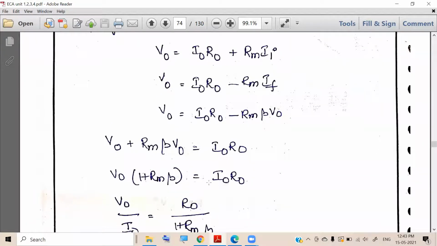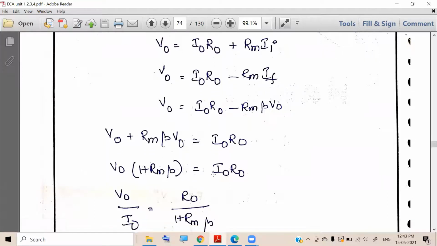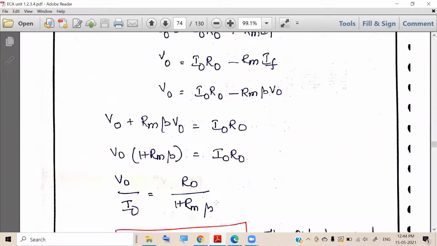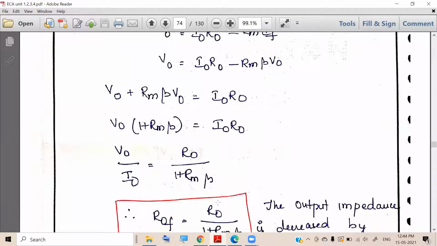Now let us find V0 by I0. Cross multiplying, I0 goes to the LHS, and 1 plus Rm beta goes to the denominator. So V0 by I0 is equal to R0 by 1 plus Rm beta. As discussed, again the output resistance is reduced by a factor of 1 plus Rm beta.